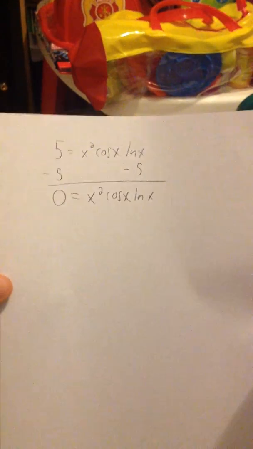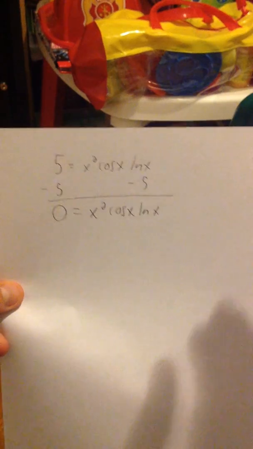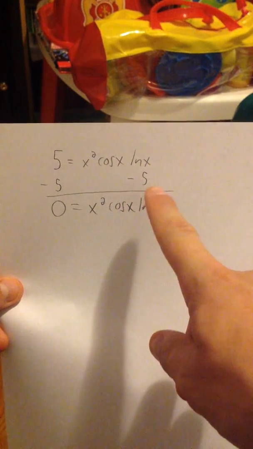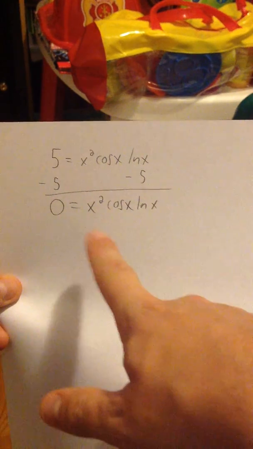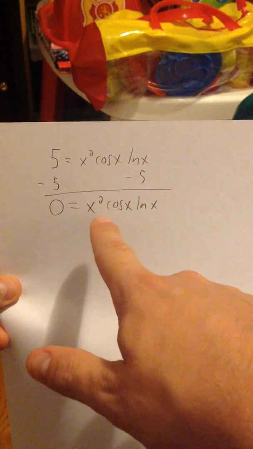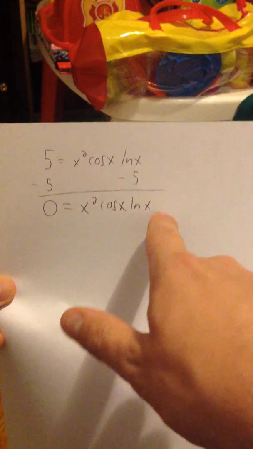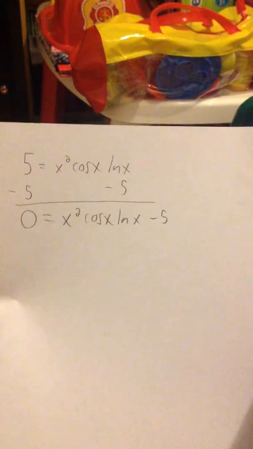So first of all, just to explain, kind of going to guide the whole discussion, first of all, we have to believe in this, right? This was the original equation we had. If you subtract 5 from both sides, you would end up with 0 equals x squared cosine x natural log of x minus 5. Of course, I forgot, there it is, to subtract the 5.